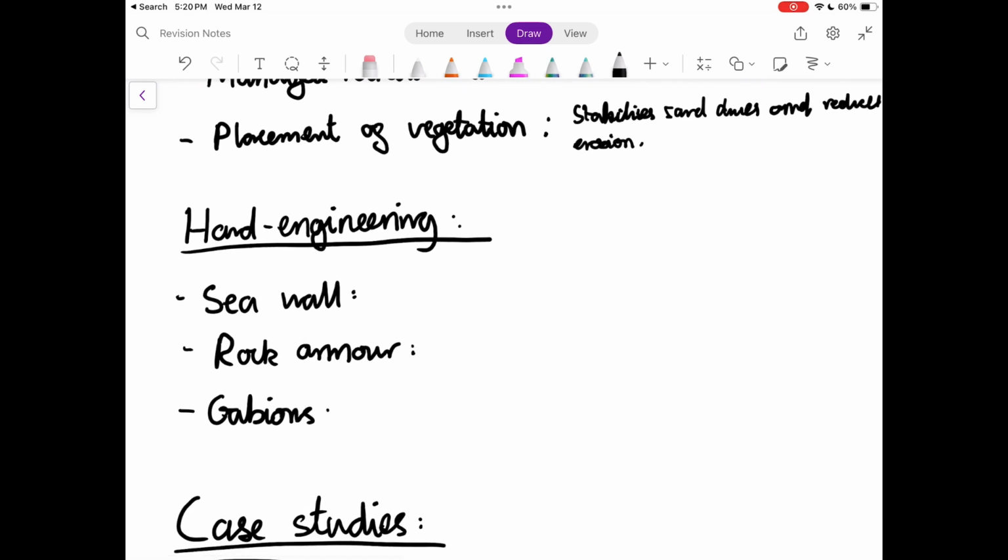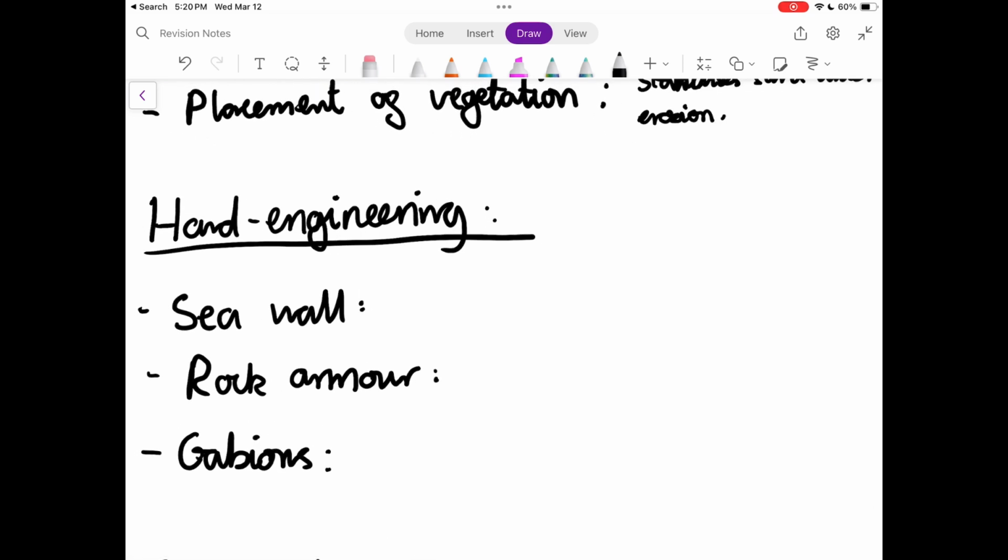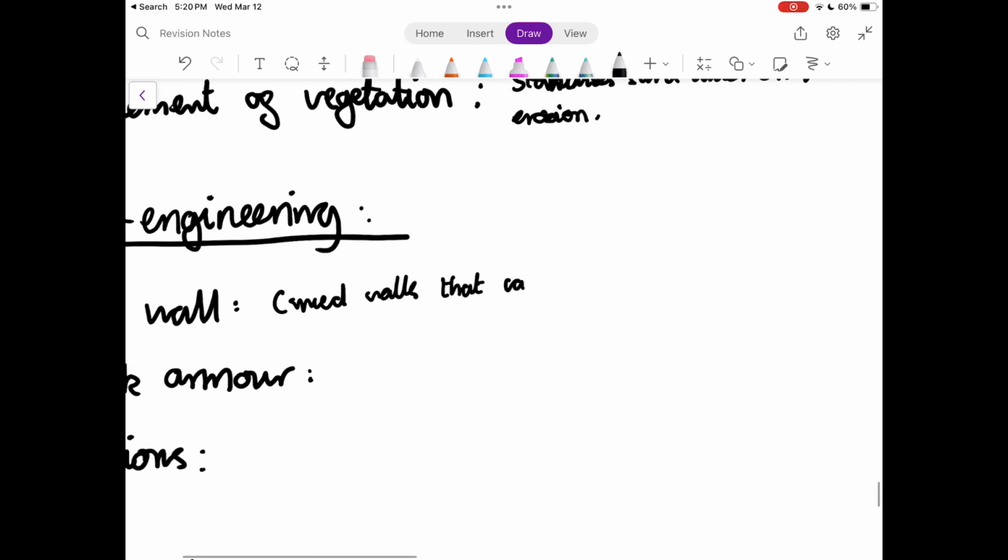So next we're going to be looking at the hard engineering schemes that could be used. So the first one is sea walls, and these are curved walls that can deflect wave power.